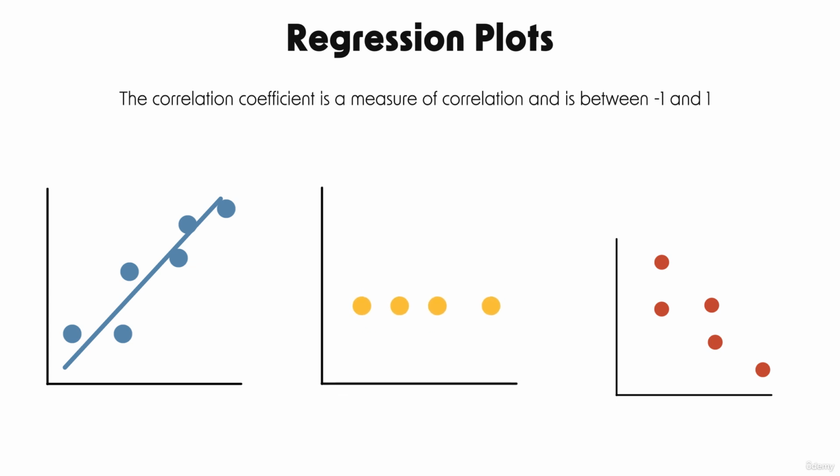The chart in the middle doesn't really have a correlation. The line is horizontal. That means an increase in x leads to no increase in y. Hence, there is no correlation.